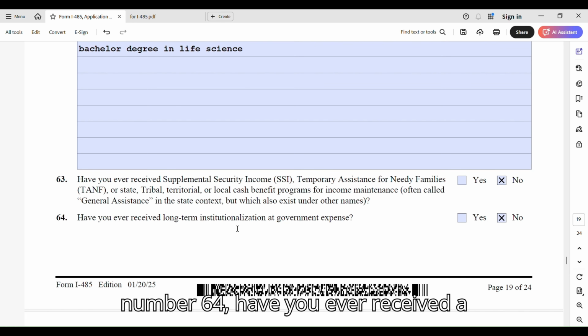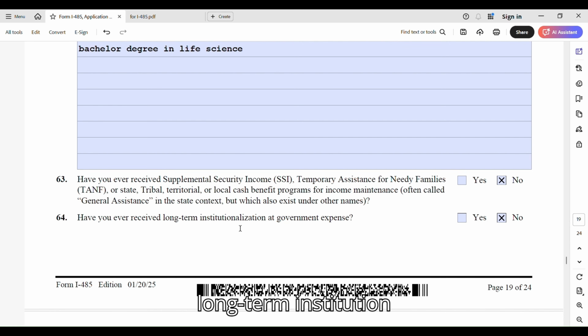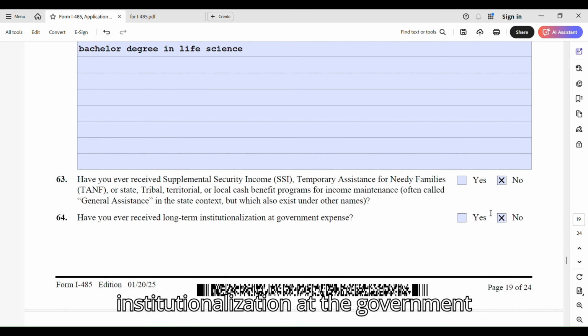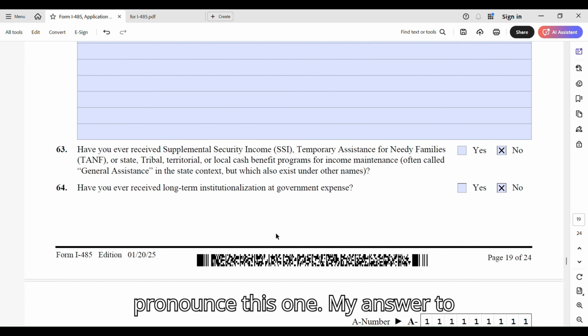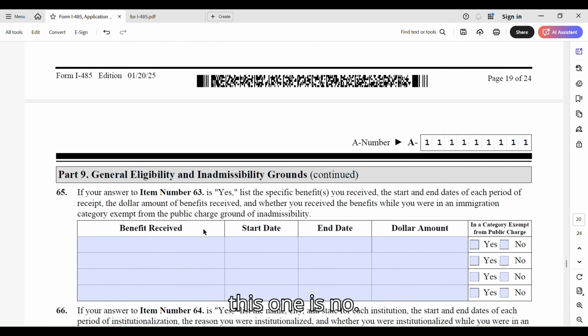Question number 64. Have you ever received a long-term institutionalization at the government expense? I'm sorry, I can't even pronounce this one. My answer to this one is no.